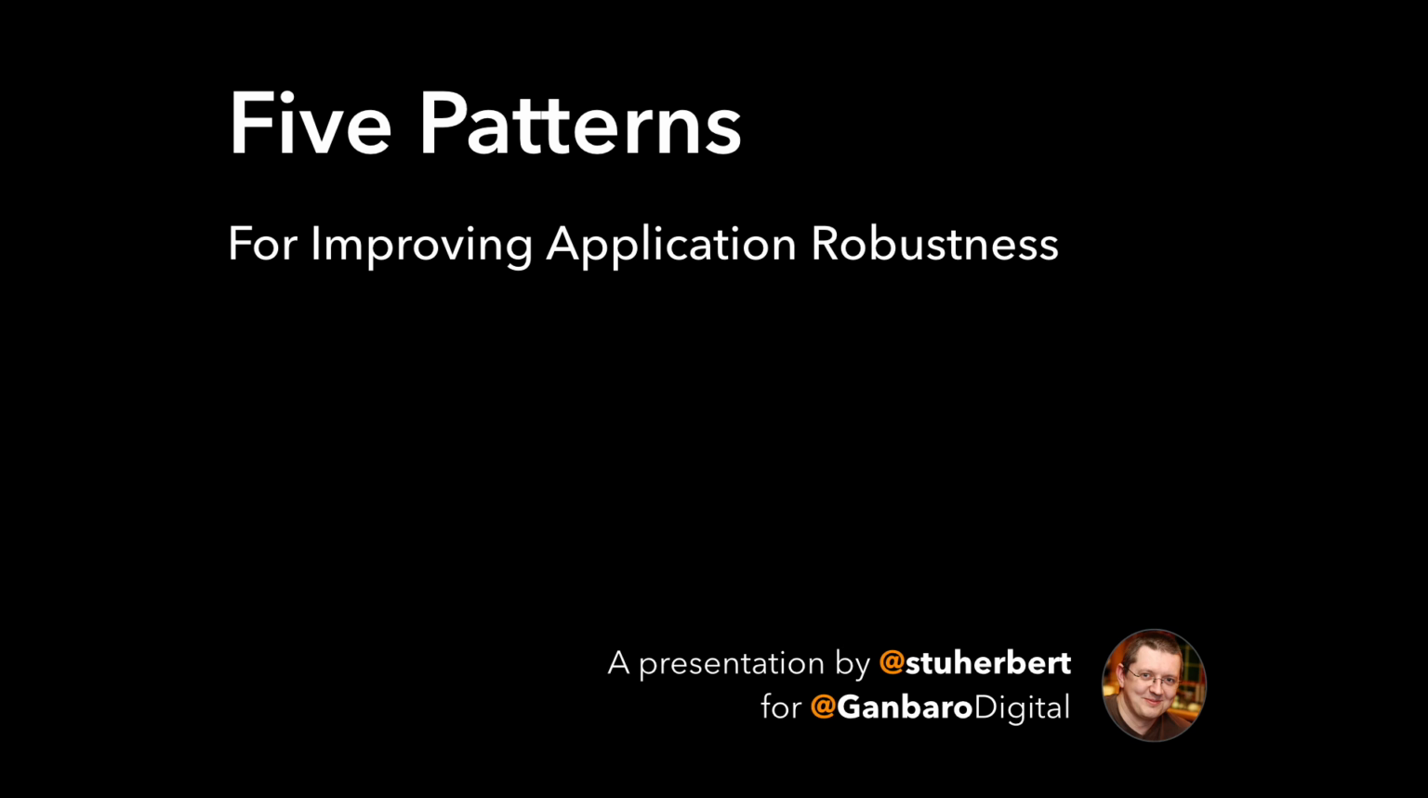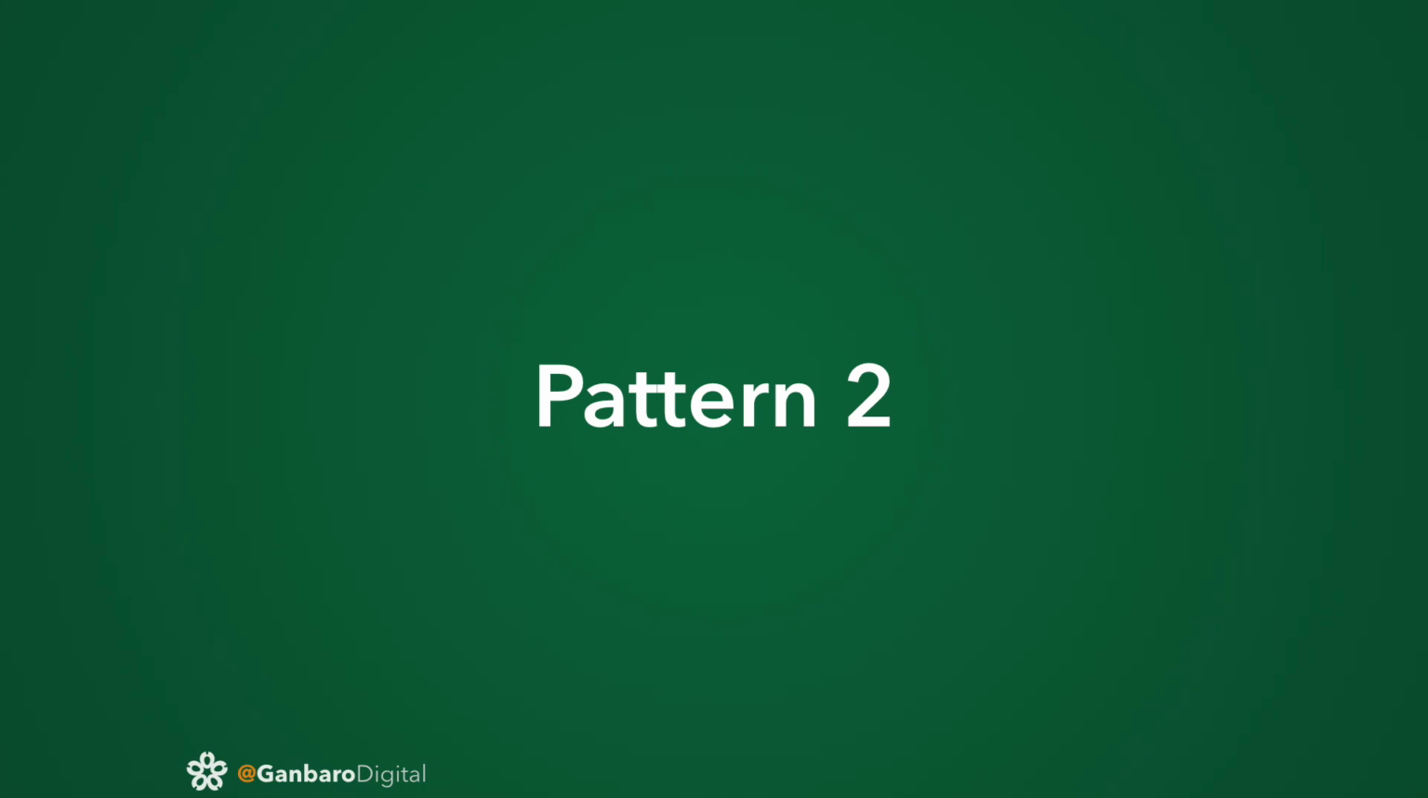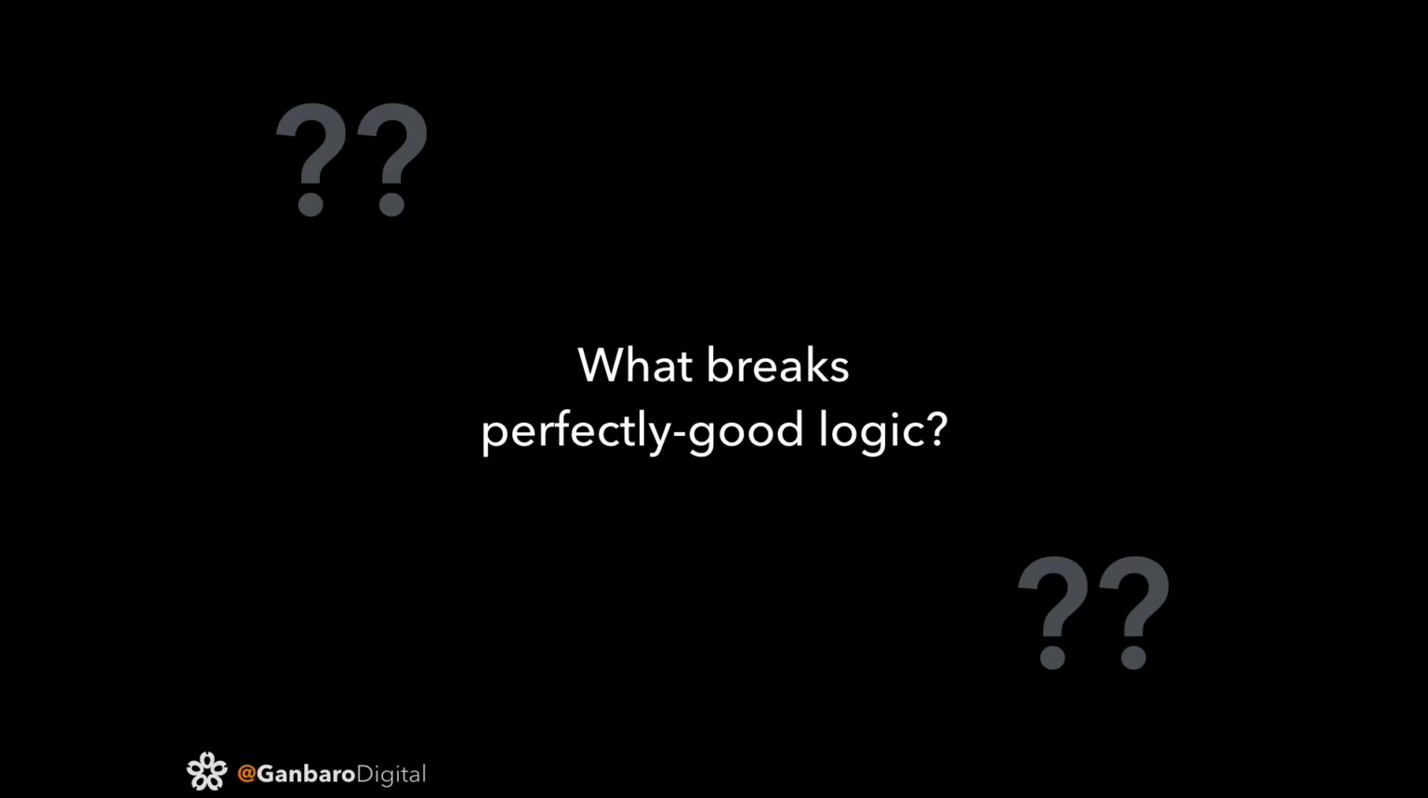Okay, so we're going to move on to pattern number 2 now. We've talked about what to do when you've got a robustness problem. But the thing is, what causes these robustness problems? What breaks logic that works under correct input and output? What breaks perfectly good logic?